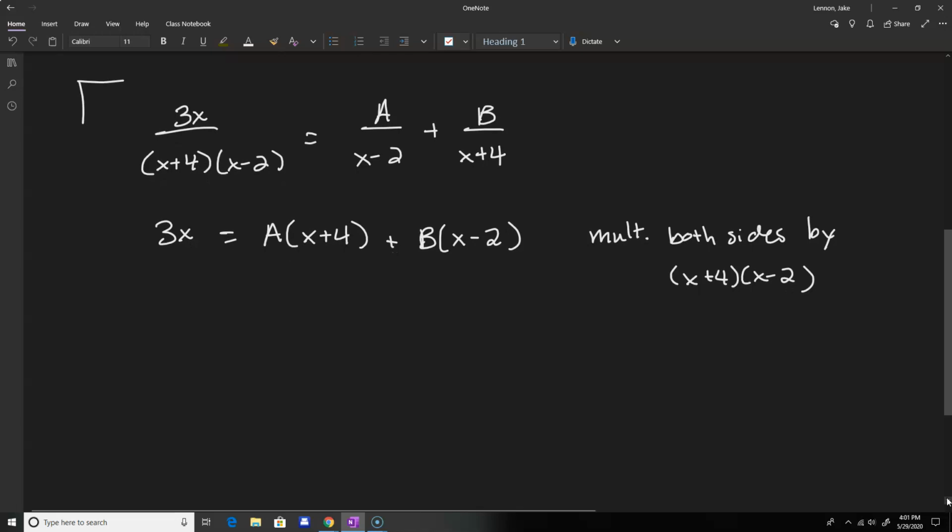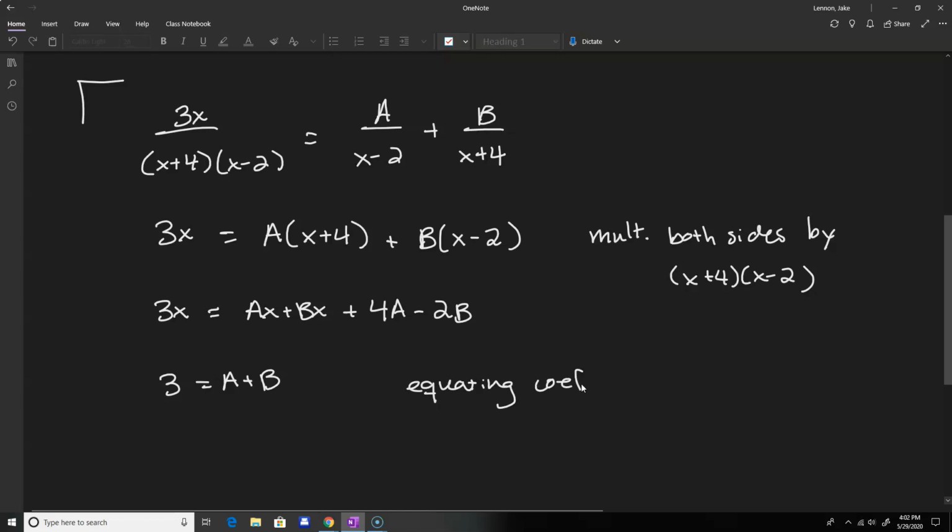So essentially what this leaves us with is two equations, right? Because polynomials are only equal if the coefficients of each degree term are equal. On the one hand, we have 3x equals ax plus bx, and then we're also going to have 4a minus 2b. So we can separate this into two equations. We know 3 has to equal a plus b. This is equating coefficients of x. And we also have the equation 0 equals 4a minus 2b. And this is equating constant terms on both sides.